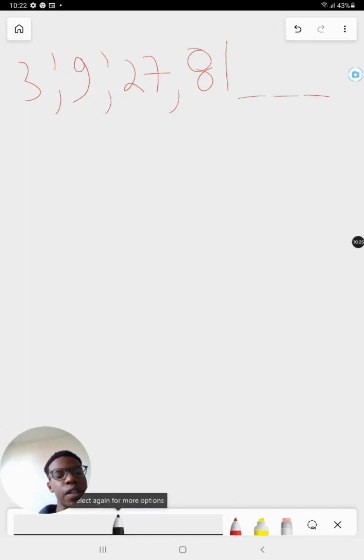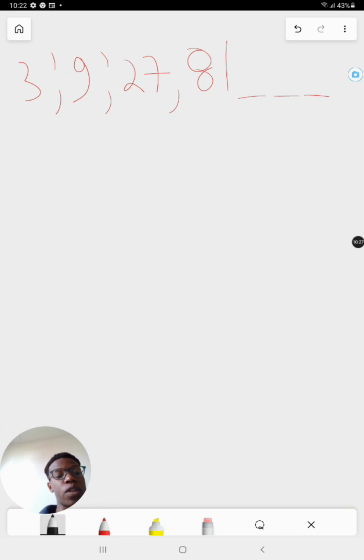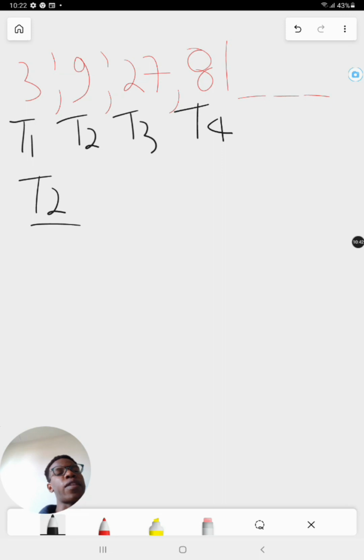Now, this is a geometric sequence. How do I know that it's a geometric sequence? Because, well, I have T1 here, T2 here, T3 here, and T4 here. T2 divided by T1 is equal to 9 divided by 3.